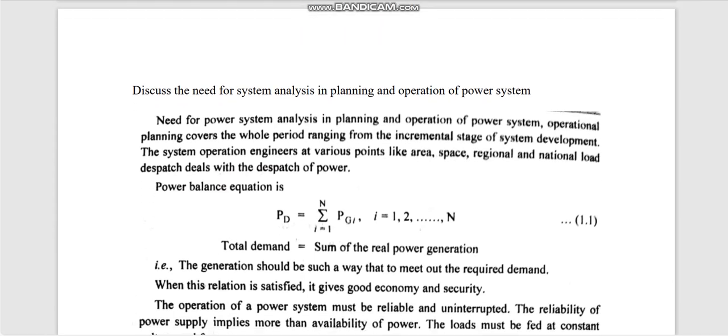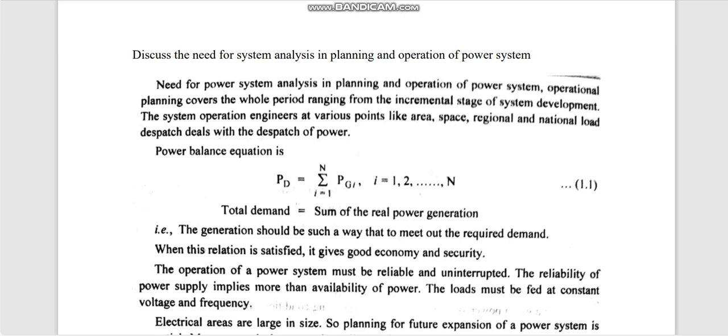Okay, next we move on to the 8 mark question. This is the need for system analysis in planning and operation. The equation shows that power demand is equal to the sum of our generation. This is an important equation for power system planning.